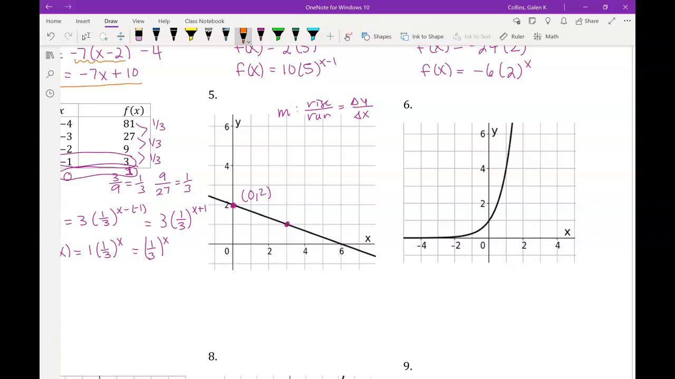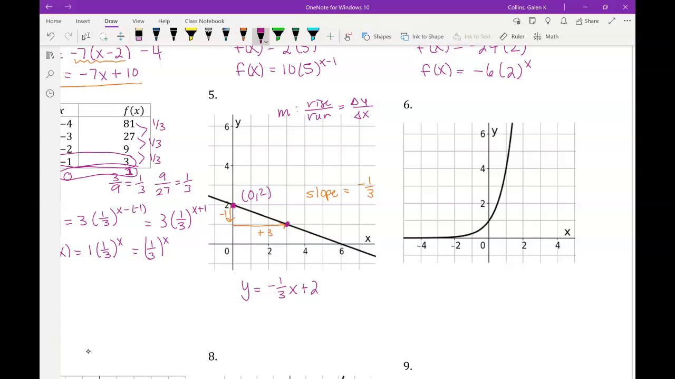So if I pick one other really good point, let's say I use this point, I could say that my rise, because I'm always going to move from left to right, so my rise is negative 1, and my run is 1, 2, 3, positive 3. So my slope, or constant rate of change, is negative 1/3. So every time x increases by 1, our y values decrease by 1/3. So using our y equals mx plus b form, I would get negative 1/3 x plus 2, or 2 minus 1/3 times x.